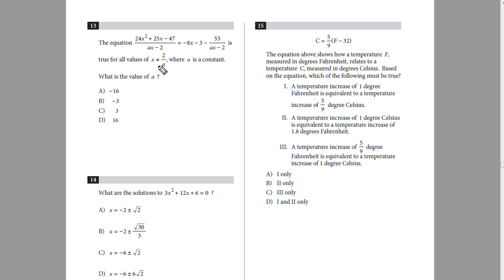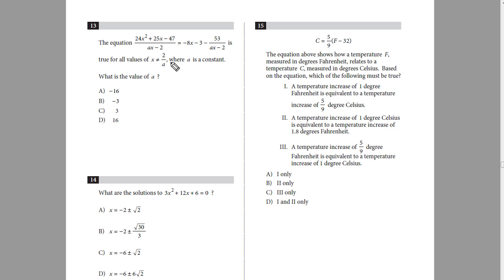Question number 13. The equation (24x squared plus 25x minus 47) over (ax minus 2) is equal to negative 8x minus 3 minus 53 over (ax minus 2). It's true for all values of x not equal to 2 over a, where a is a constant. What is the value of a? Now we have to work out this equation to find out the value of a. So let's solve it now.